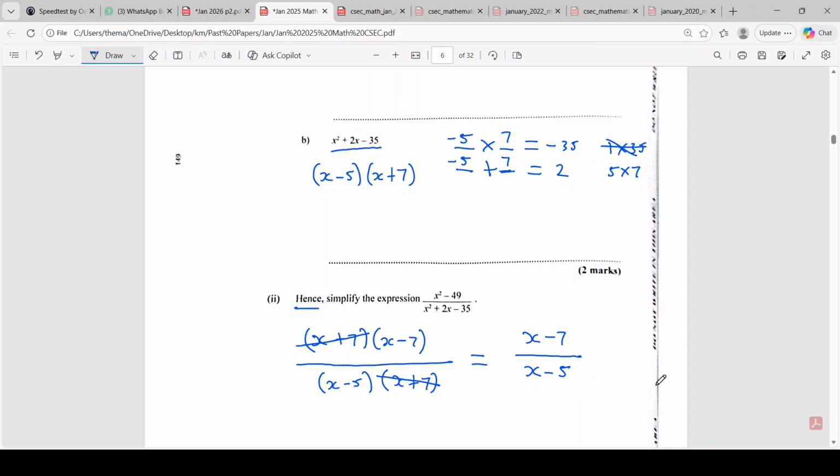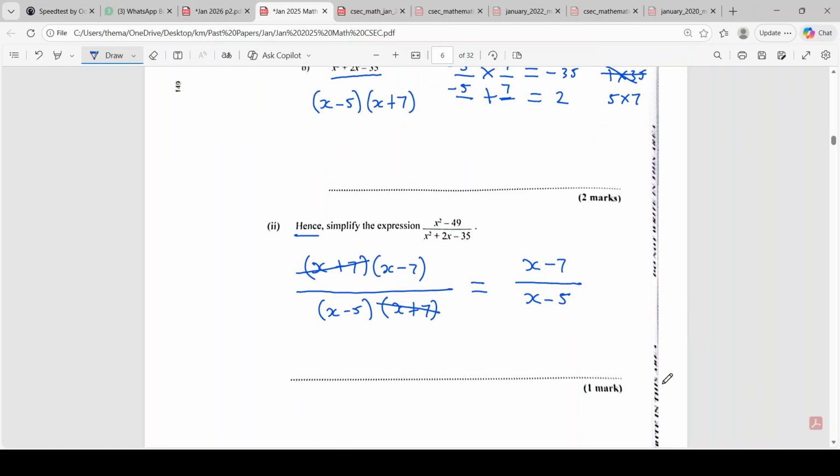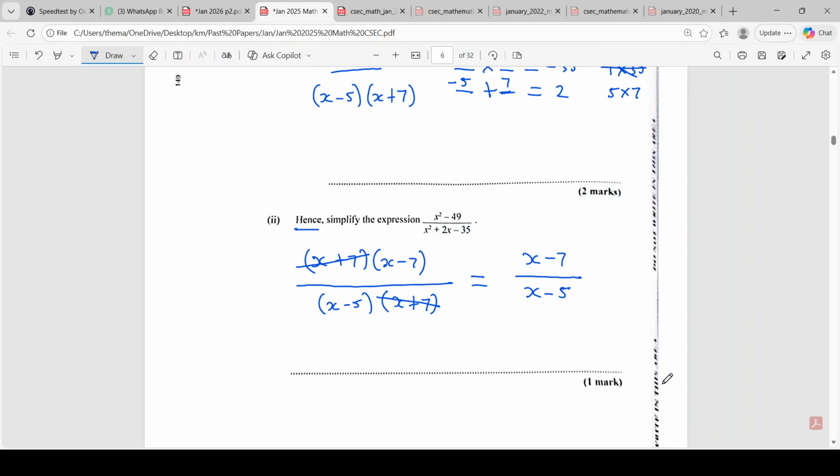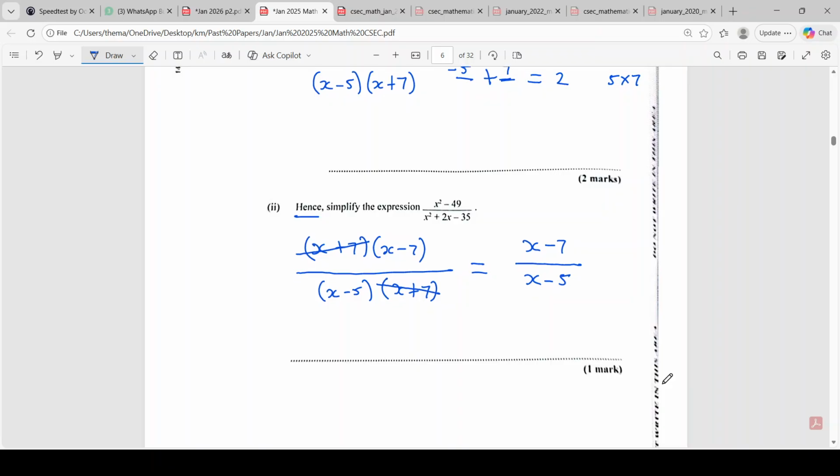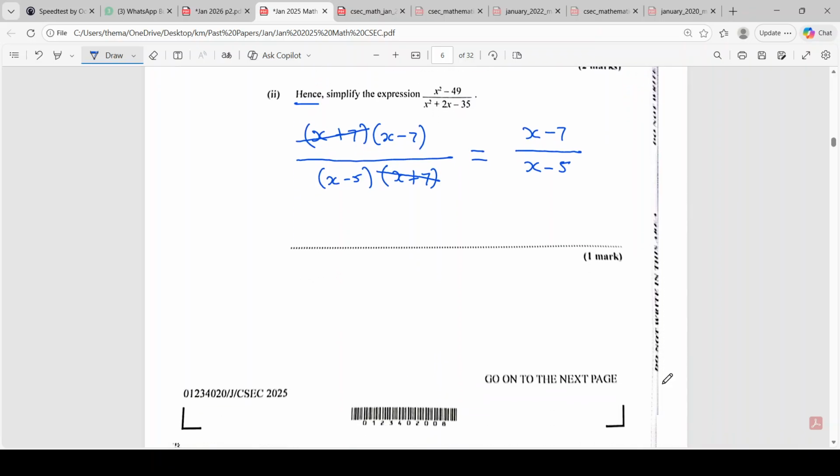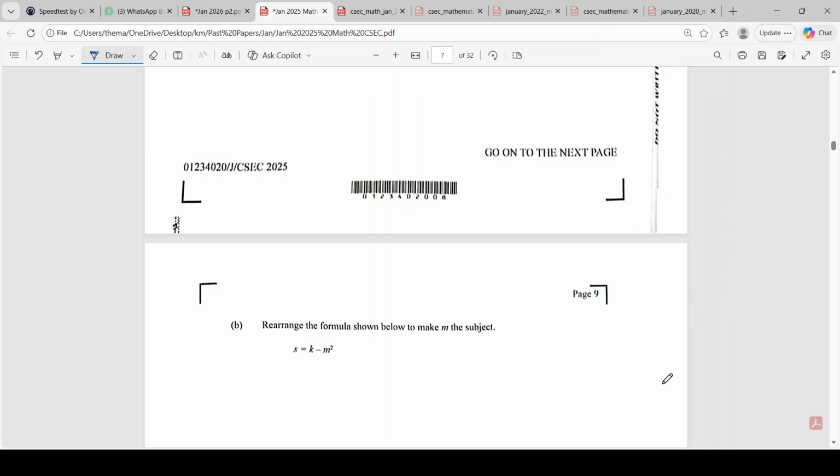Right, so that was the final answer for that. 1 mark for that, right? So you just basically substitute and simplify. Right, so let's see where's the other question here now.